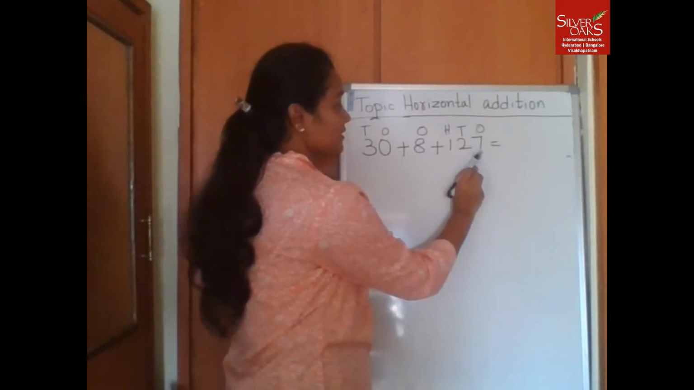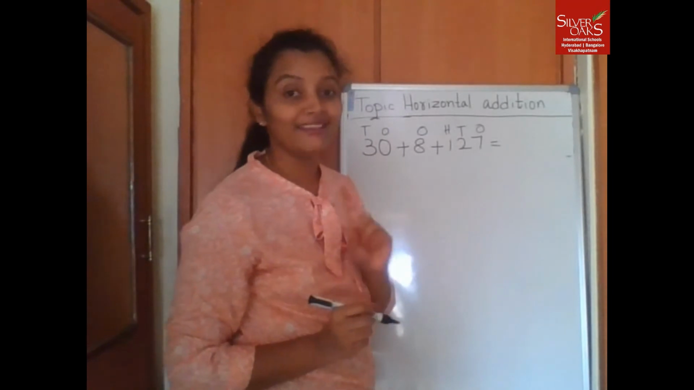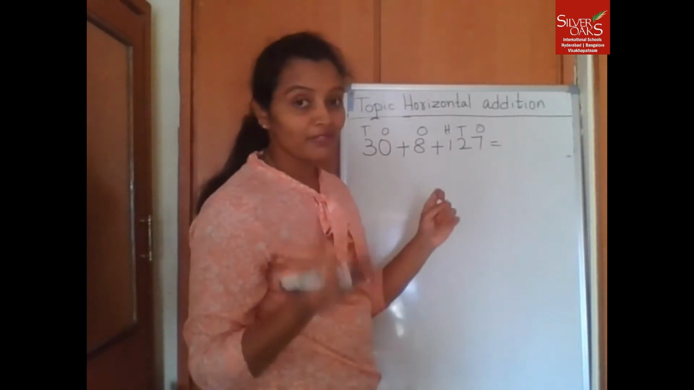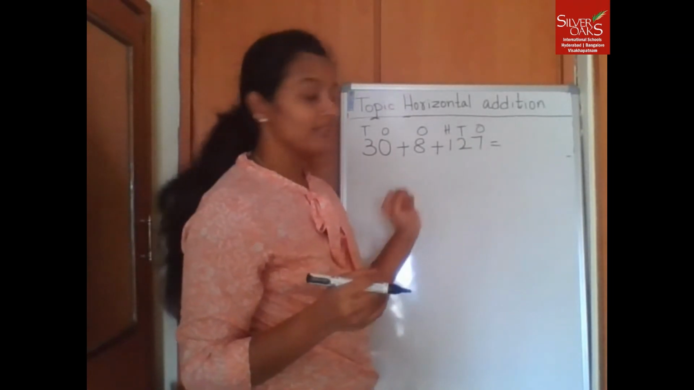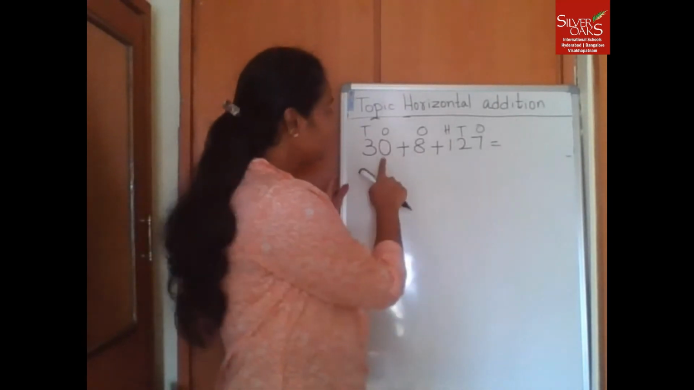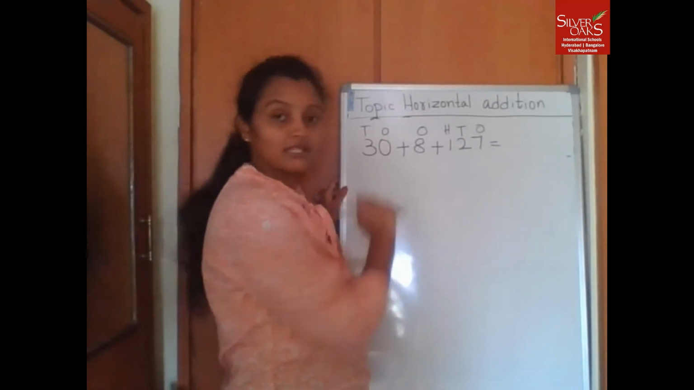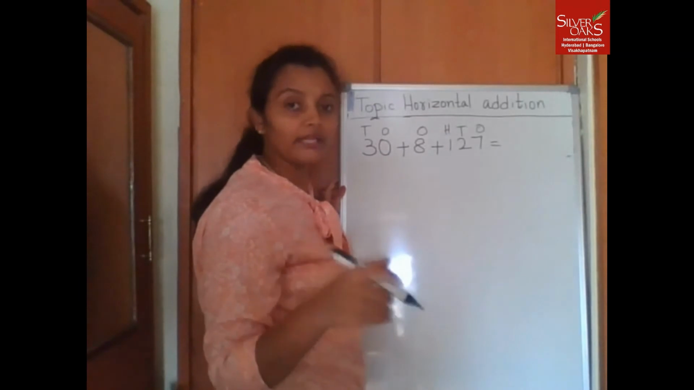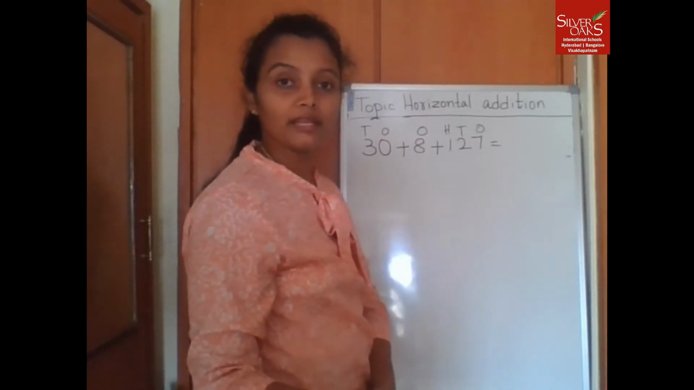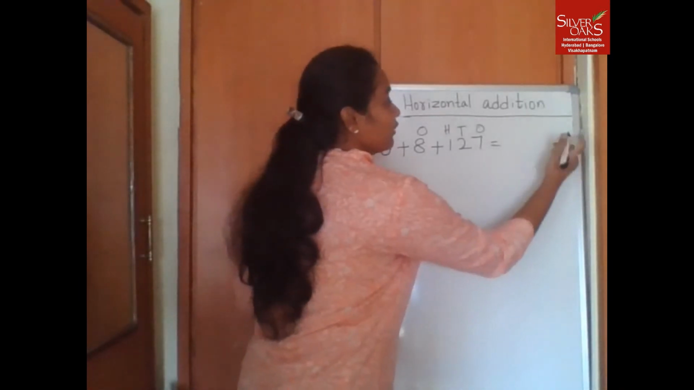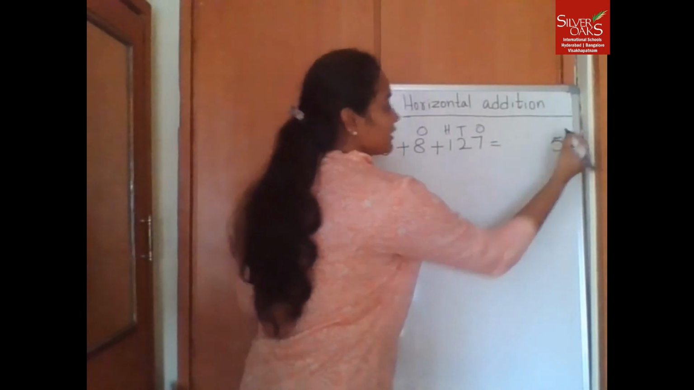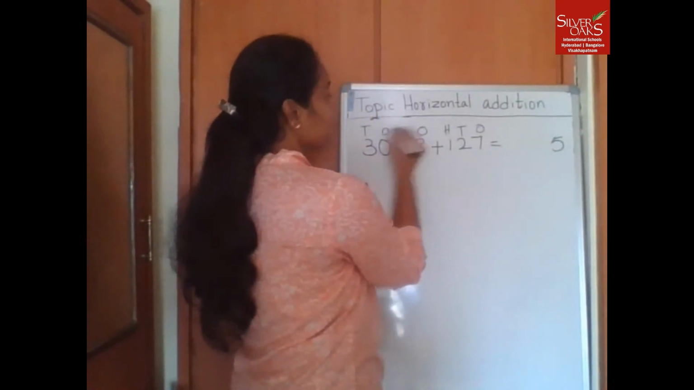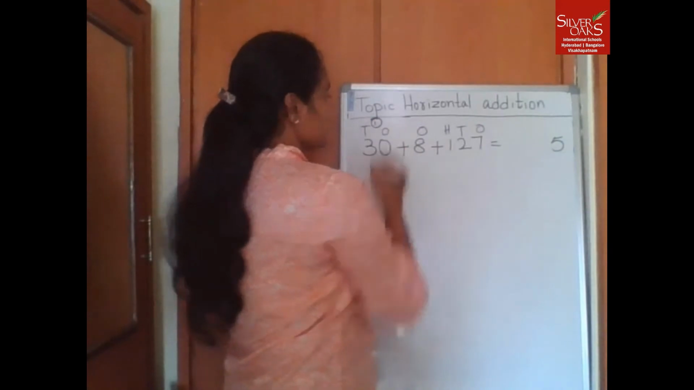What is 7 plus 8? Again, near doubles. 7 plus 7 is 14, plus 1 is 15. And here again ones place, 15 plus 0 is 15 again. Any number plus 0 is the number itself. So 15. How do you write 15? You will write 5 in ones place and carry 1 to tens place.